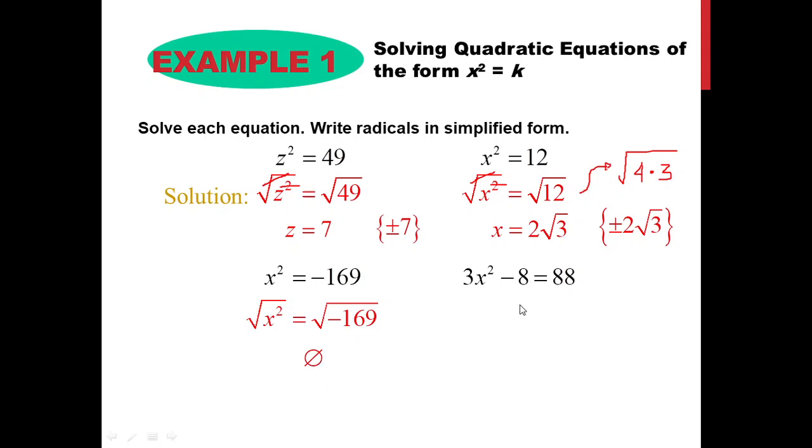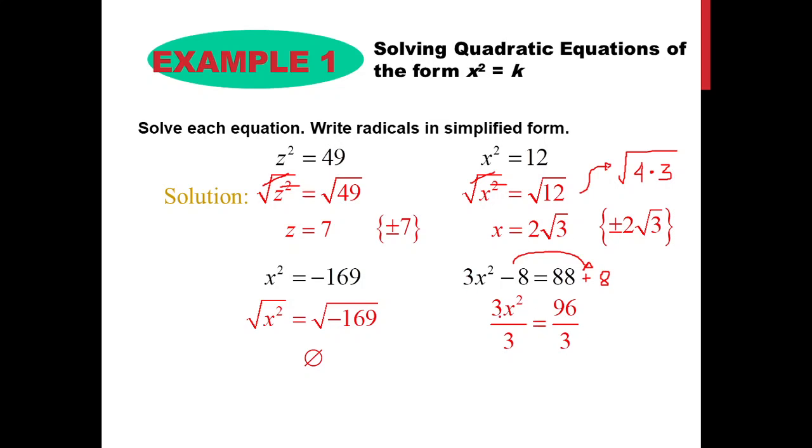Now in our last example, you have 3x squared minus 8 is equal to 88. Now in this case, we cannot solve this one directly using the extracting the root. First, we need to separate or isolate the second term, the negative 8, on the other side. Using the transpose method, transpose that one here. So you have 88, your negative becomes positive 8. 88 plus 8 is 96.